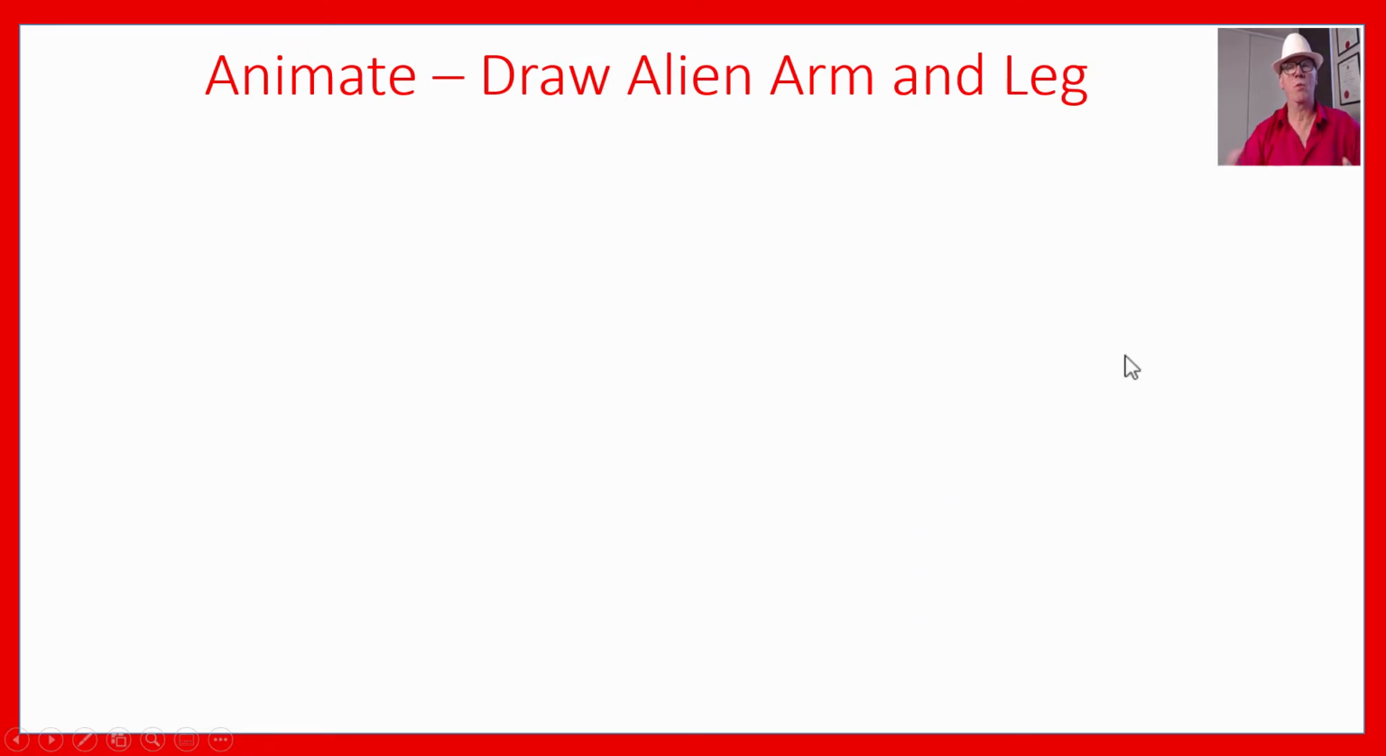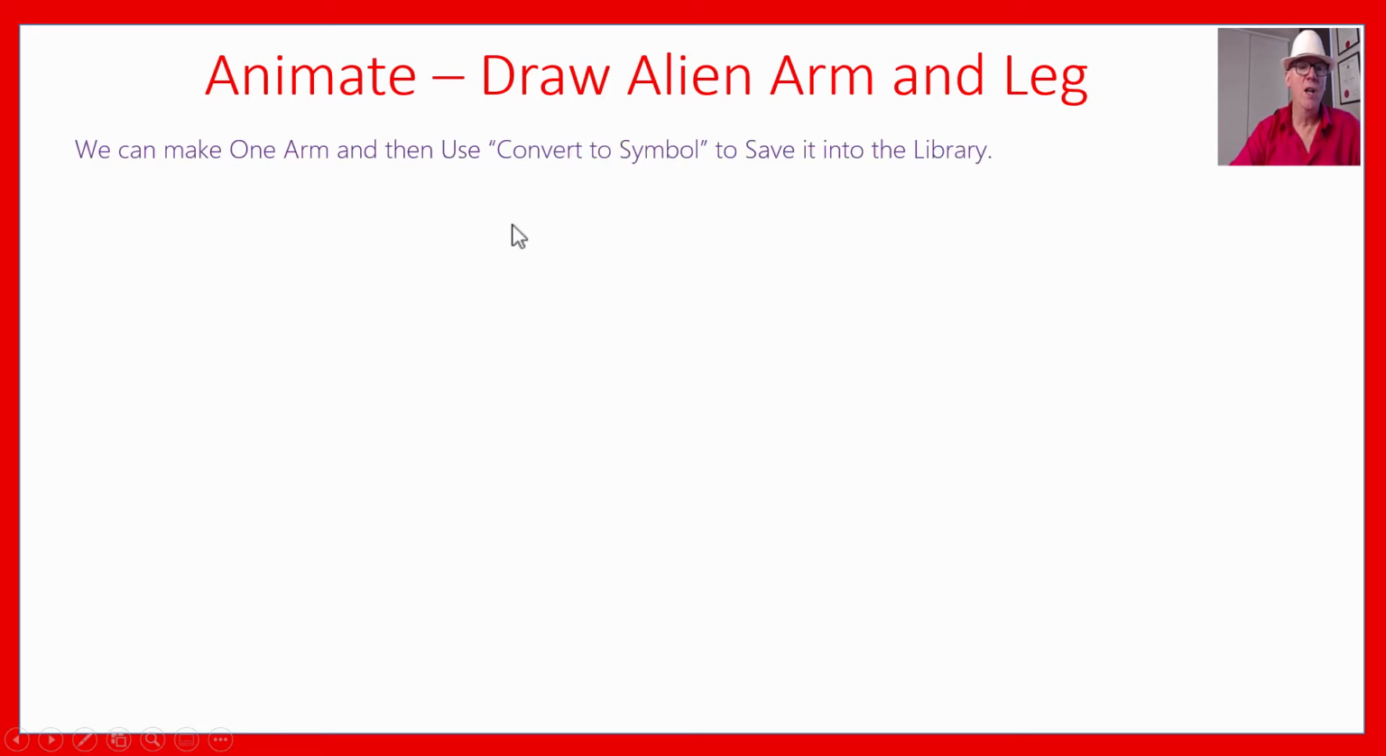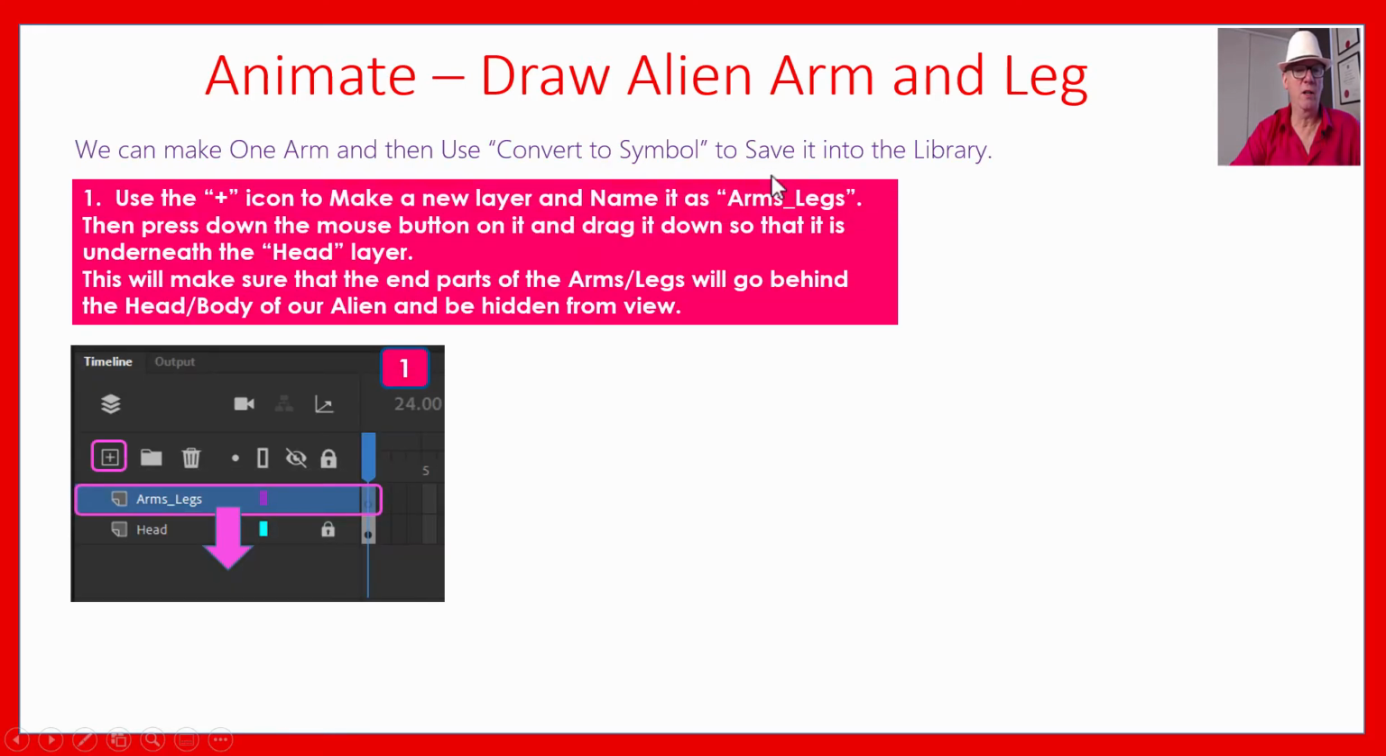Now we're going to draw just one kind of alien arm leg, and we'll save that to the library, and then we can use that for all the arms and legs, all right? So to make one arm, and then use convert to symbol to save it in the library. So we make a new layer, hit this plus sign down in the timeline left-hand corner, call this one arms legs, because we need that on top of the head layer.